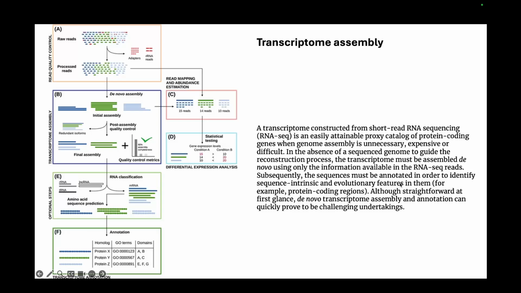Subsequently, the sequences must be annotated in order to identify sequence intrinsic and evolutionary features in them, for example, protein coding regions and so on. Although straightforward at first glance, de novo transcriptome assembly and annotation can quickly prove to be a challenging undertaking because the amount of data you have is very limited.